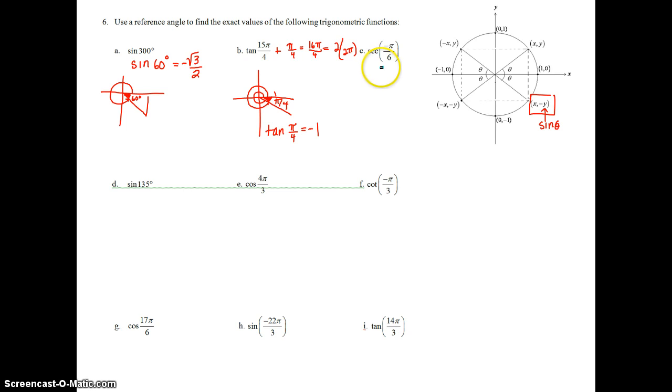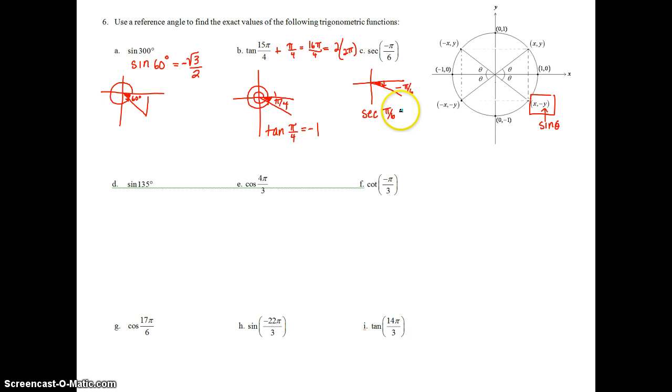Let's look at C. What's the secant of negative pi over 6? So let's draw negative pi over 6. Negative pi over 6 is right here, right? It's just going backward 30 degrees. Well, the reference angle, it doesn't matter if it's negative or positive because it's how far away you are from the x-axis. So that's like asking what's the secant of pi over 6.